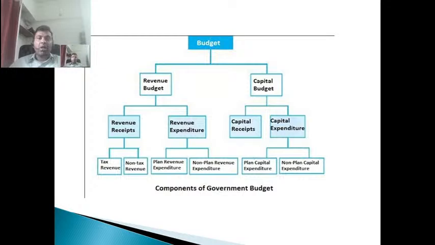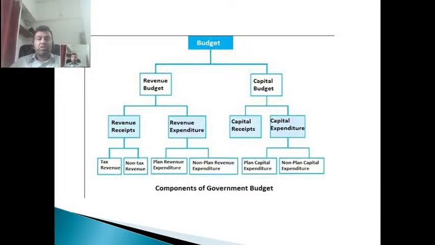So how much money they are going to receive from different resources, tax resources, non-tax resources, and how much money they are going to spend on infrastructure, on salaries, paying interest, or there can be n number of expenses which the government has. So it is just planning at a broader level: how much money we are going to get and how much money we are going to spend on our state. That is called a budget.